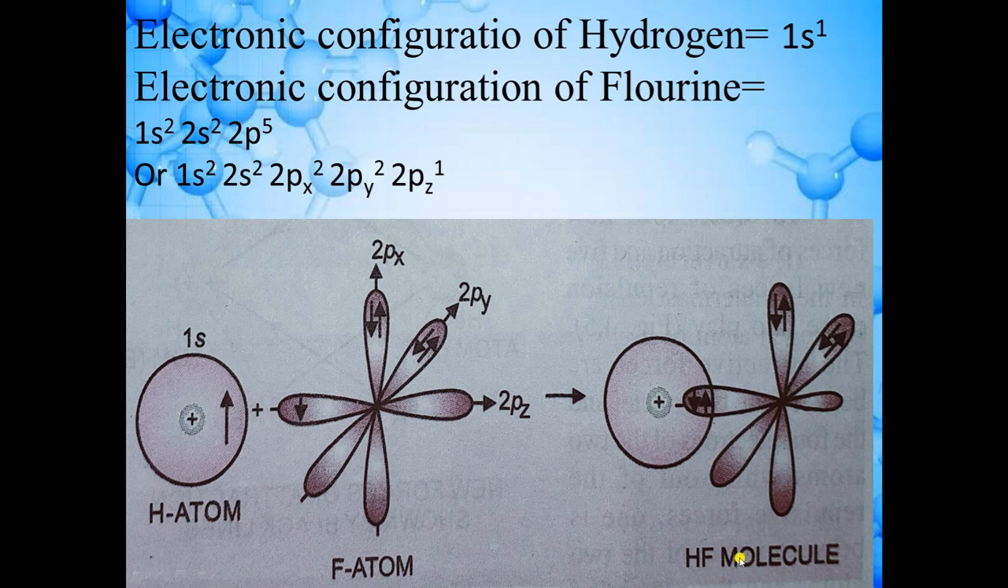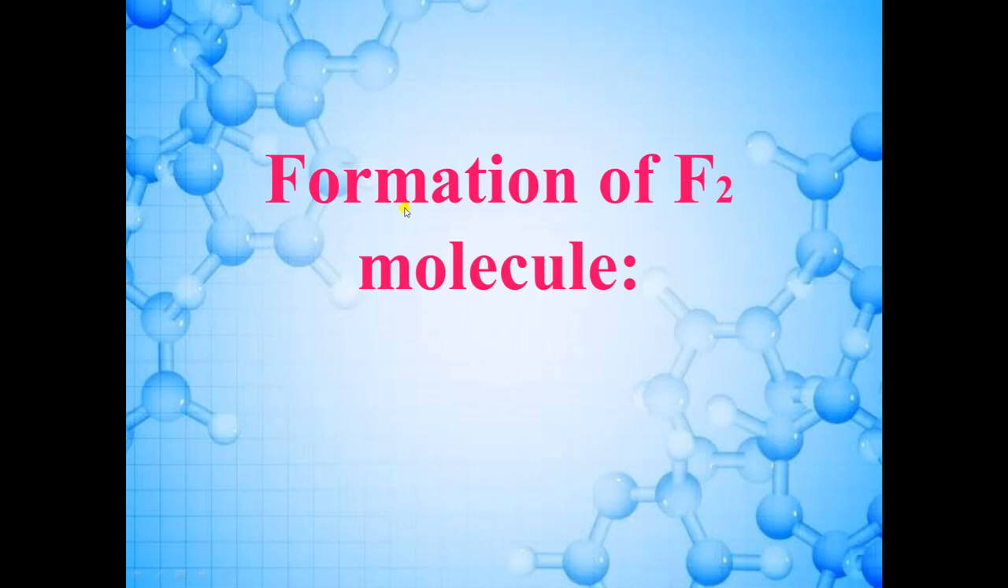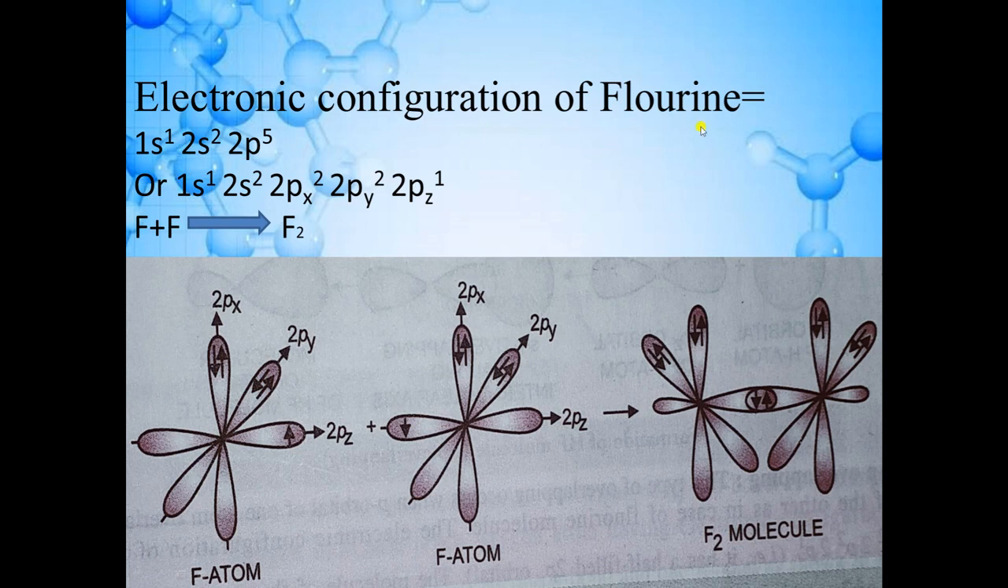So to draw these diagrams, you must know the shape of each and every orbital. Now we will take the next example, that is the formation of F2 molecule. The electronic configuration of fluorine is 1s2, 2s2, 2p5. You can also write this electronic configuration as 1s2, 2s2, 2px2, 2py2 and 2pz1. Now one fluorine atom will combine with another fluorine atom and form an F2 molecule.